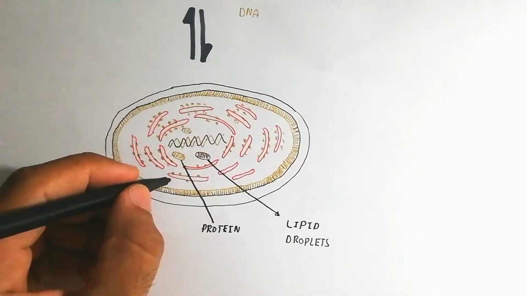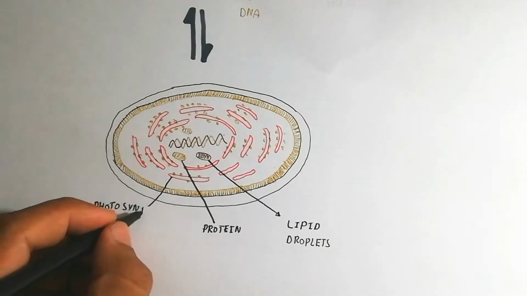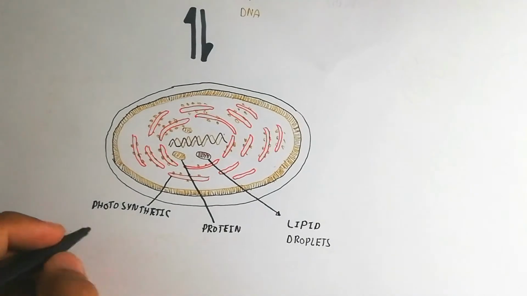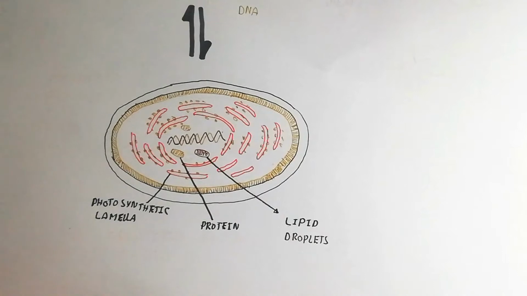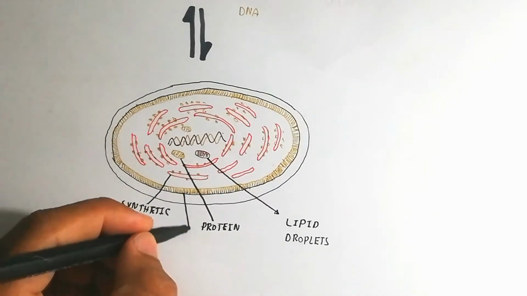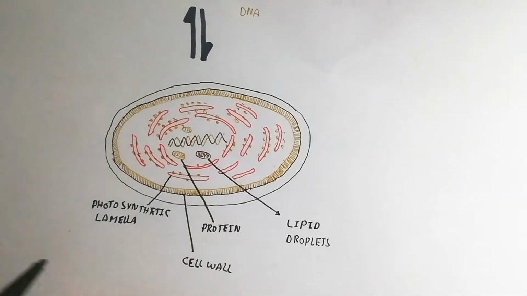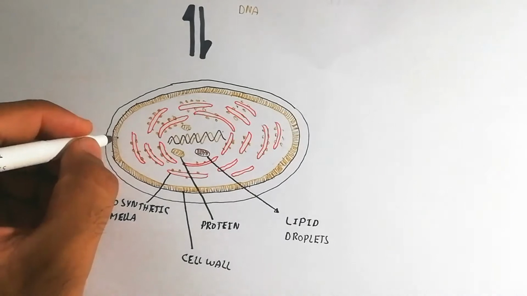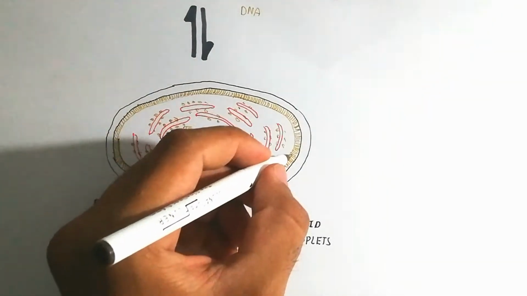Here is the protein droplet, which we have discussed. We have also discussed the photosynthetic lamella. The photosynthetic lamella is used for photosynthesis, which is why these are known as autotrophic cells. It is a photosynthetic organism that produces its own food by using light.